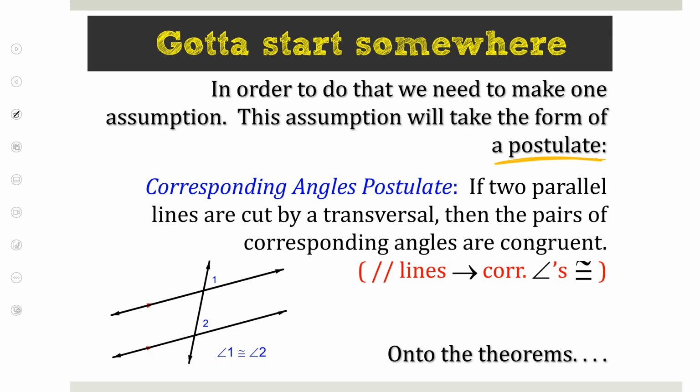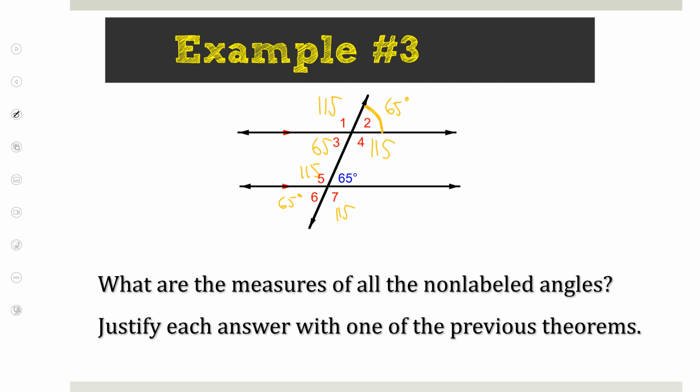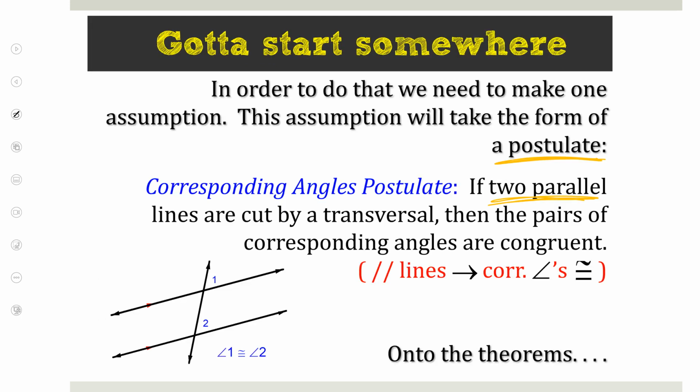And we already know that. Annie already used that to solve the last problem. We're going to assume that when the lines are parallel, and that's important, if the two lines are parallel, then the corresponding angles are congruent. Which is what Annie used to solve that monster. In fact, she even said, well, 2 is corresponding to the 65, so they have to be congruent. So she's operating a step ahead of us.